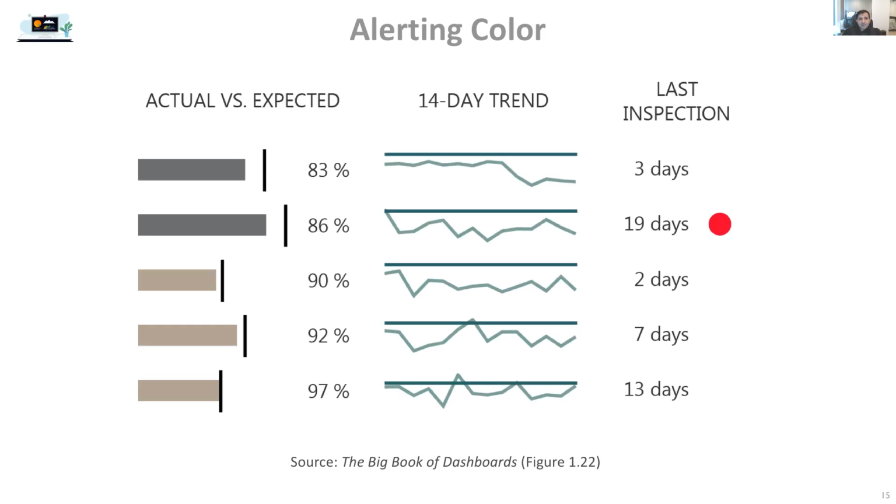The alerting color scheme is useful to alert the audience to something that needs attention, and it's done with an alarming or alerting color, such as red in Western culture, to tell the reader that something is wrong. In this example, we are alarming the audience, saying that 19 days is too long. We should go and perform an inspection.